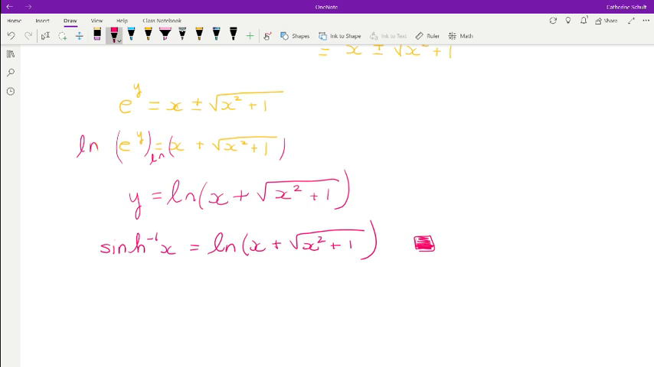So now what's next is we're going to look at the derivatives of the inverse hyperbolic functions, and we'll do that in part 2 of our video.